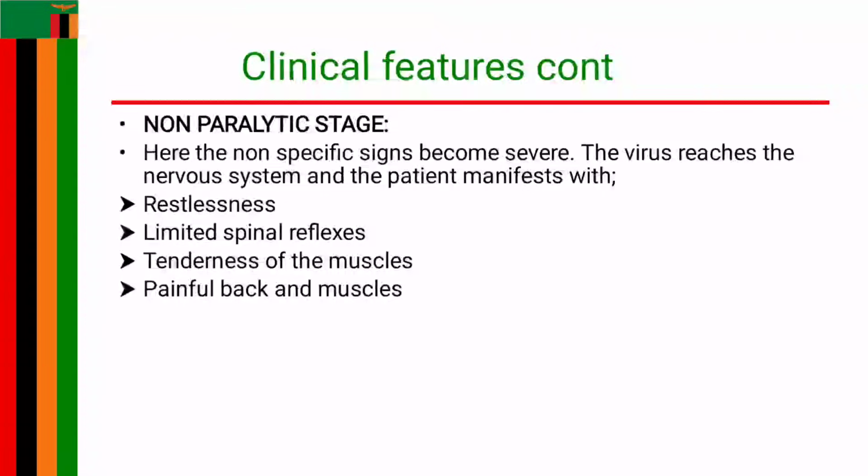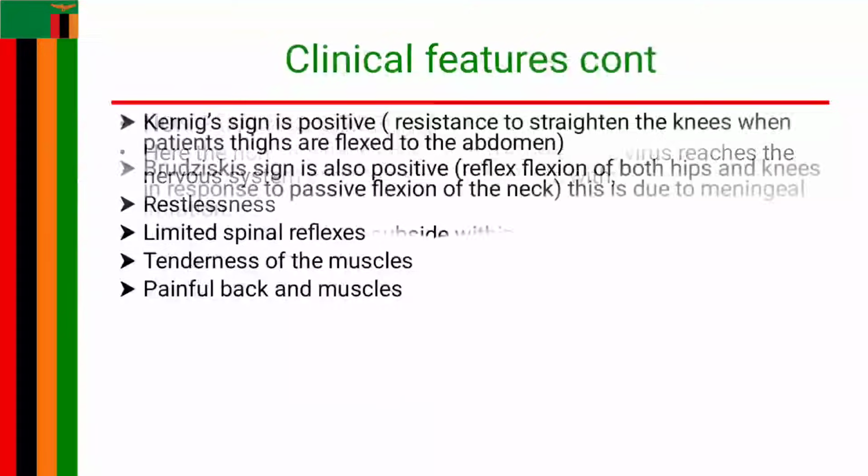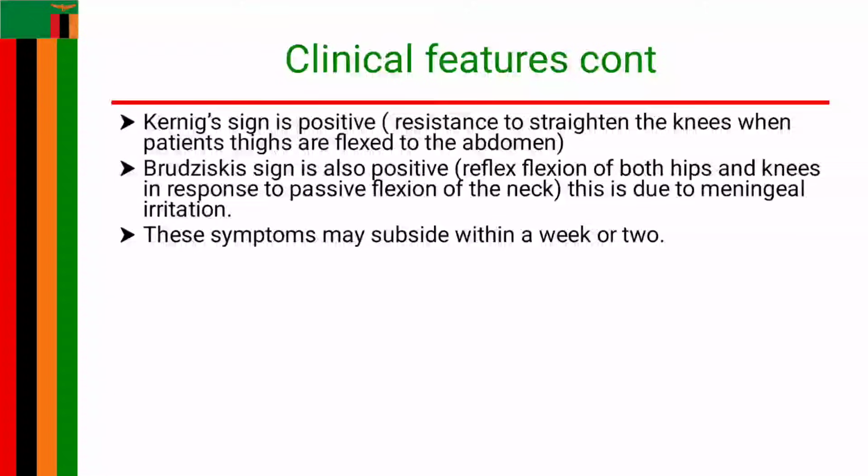The next stage is known as the non-paralytic stage. During the non-paralytic stage, we see symptoms such as restlessness, limited spinal reflex, muscle tenderness, and painful back and muscles. All these symptoms are seen on the non-paralytic stage. Kernig's sign and Brudzinski's sign are also seen during this stage.